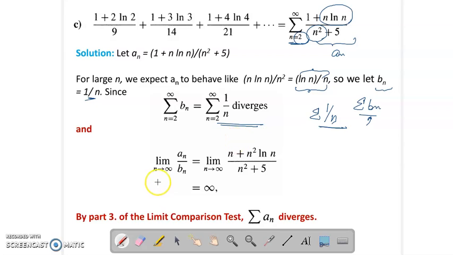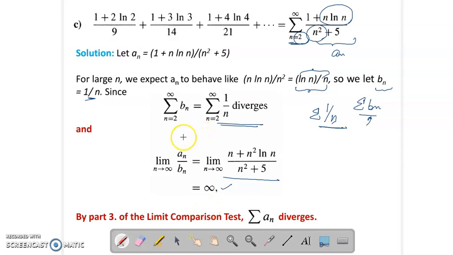Now check the limit n tending to infinity an upon bn. It turns out to be limit n tending to infinity (n plus n square ln n) upon (n square plus 5). Now you just easily compute this limit and it will turn out to be infinity.